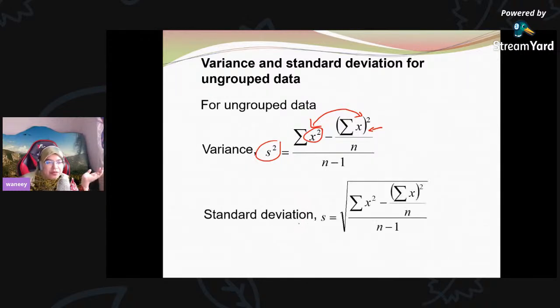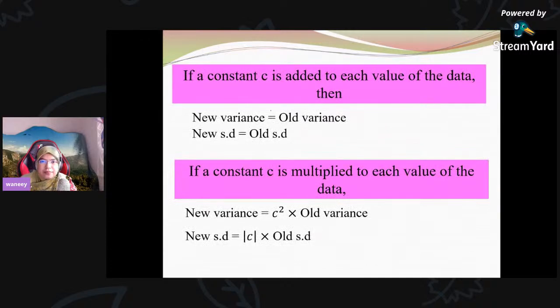Okay, so the standard deviation is simply the square root of our variance. Whatever your variance is, simply take the square root of it, and that is the standard deviation. Okay, next. For this one, you might need to write it down or screenshot it.